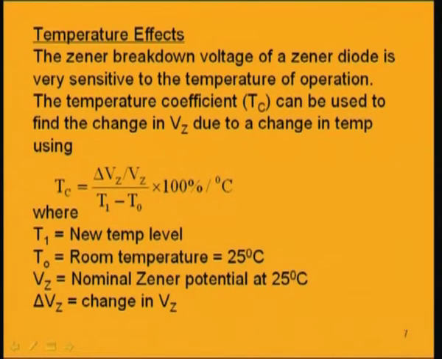So, what is this delta Vz? This is the change in Vz due to temperature change. T1 is a new temperature level and T0 is the room temperature. Generally, this is the nominal temperature at which we do our calculations. This is 25 degree centigrade, room temperature is taken as nominal temperature, and at that temperature, 25 degree centigrade, the Zener voltage is Vz. So, if we have a change from 25 degree centigrade, that is T1, with this expression we can calculate what is the change in Vz from the nominal Vz. From that, what change occurs due to the change in temperature can be calculated, and if we know delta Vz, we can find out what is the new Vz, that is equal to old Vz plus this delta Vz. So, temperature has an effect on the Zener voltage.